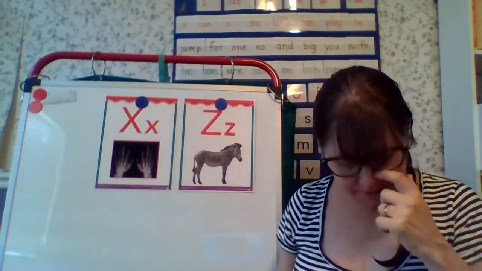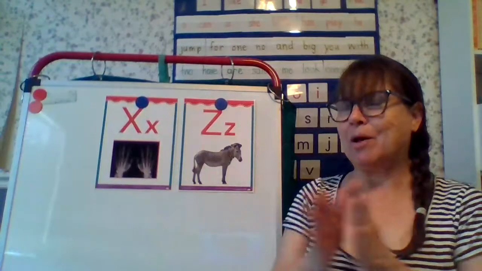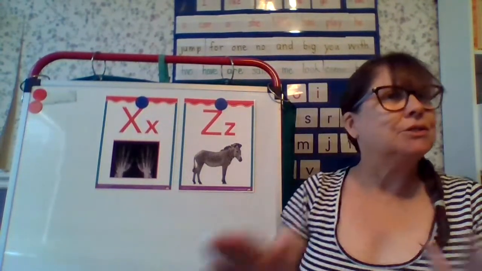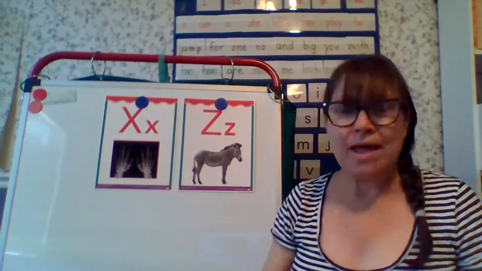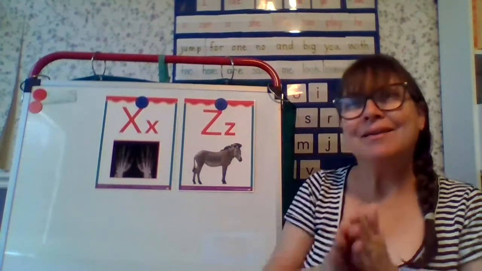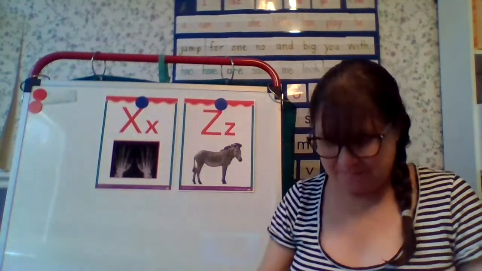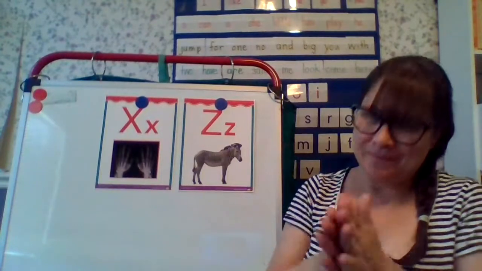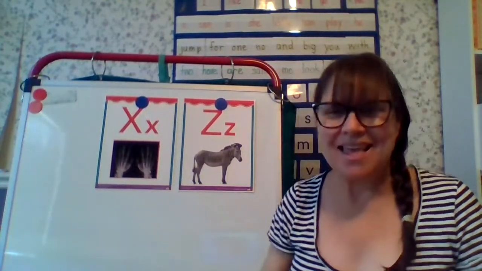I don't know if we've done this one before. Little Bo Peep. Here we go. Little Bo Peep has lost her sheep and can't tell where to find them. Leave them alone and they'll come home, wagging their tails behind them.